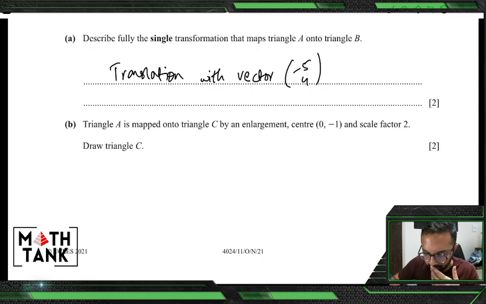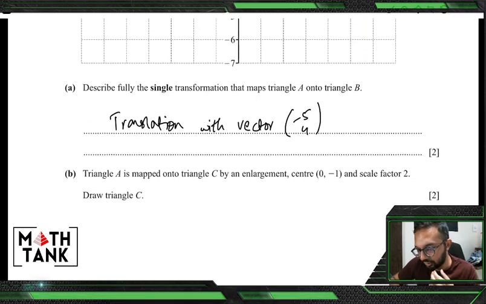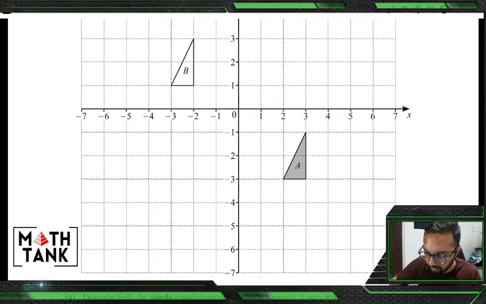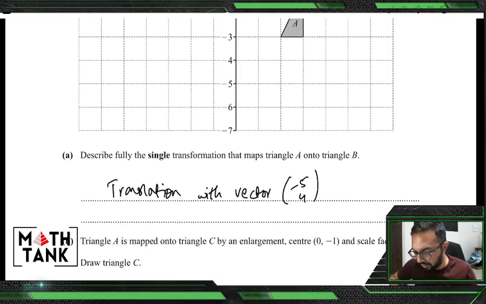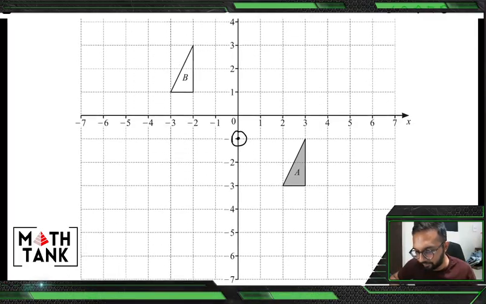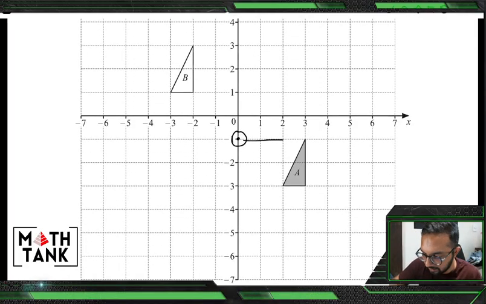Triangle A is mapped onto triangle C by an enlargement center 0, -1. So let's first mark our 0, -1 as the center, and it has a scale factor of 2. So again, movements 2 and -2, so that's going to become 4 and -4. So that point comes up here. Then 3 and 0, so that becomes 6 and 0, so that goes here.